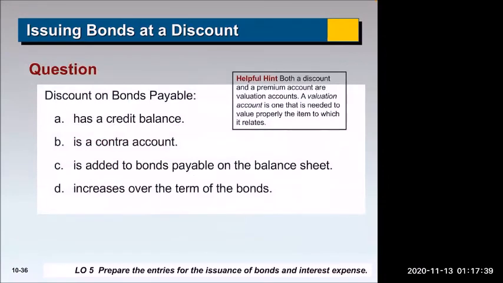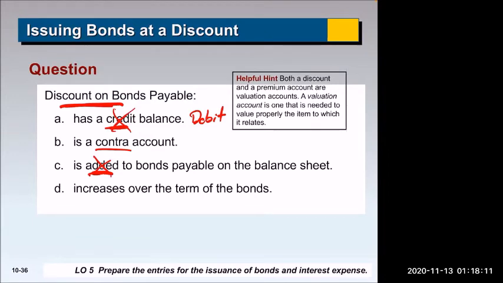Okay, discount on bonds payable. Well, discount is a contra account. Yeah, we know that. Does it have a credit balance? No, it actually has a debit balance. As a contra or opposite of a liability, liabilities increase with credits, so a contra would be a debit, right? So again, guys, know why the wrong answers are wrong. Added to bonds payable? Nope, it's subtracted. A premium is added. Increases over the term of the bonds.